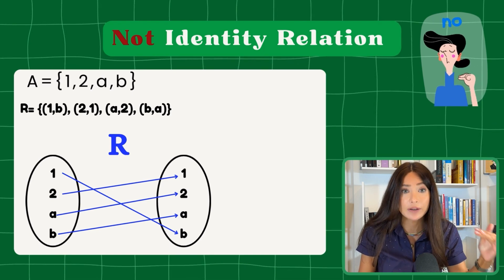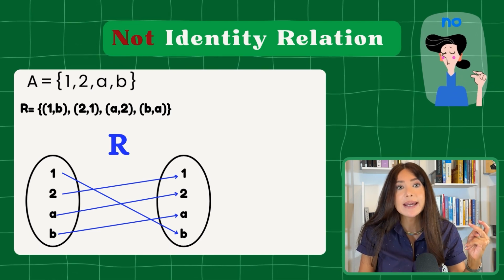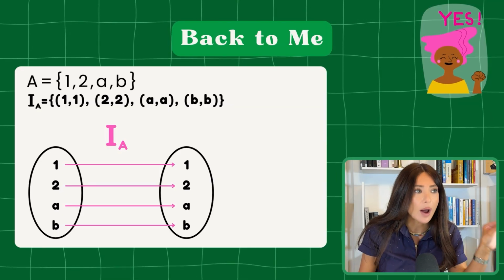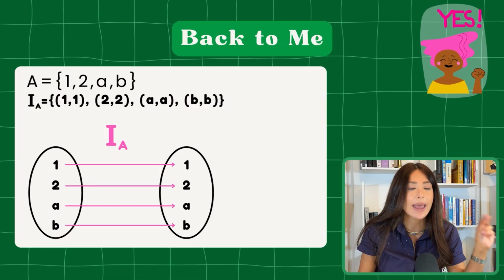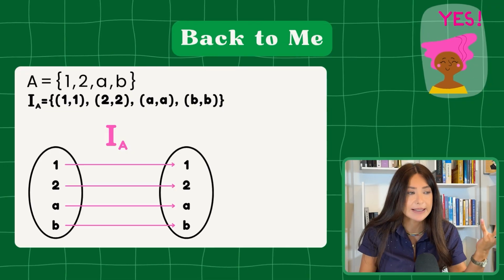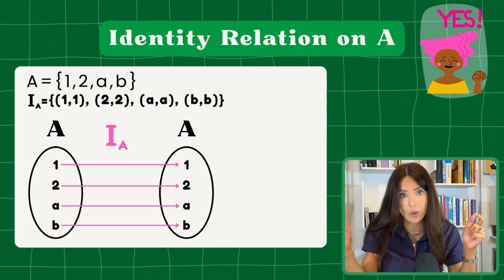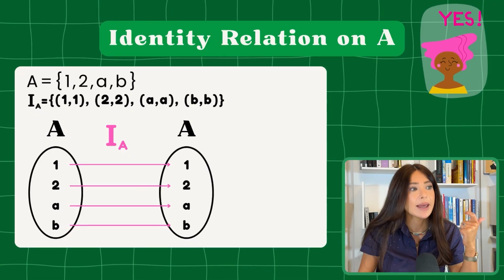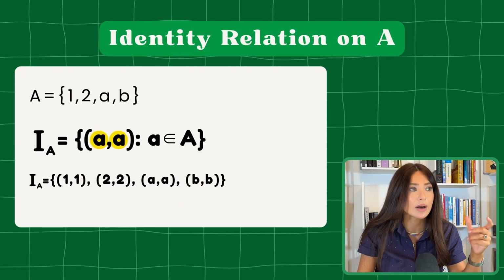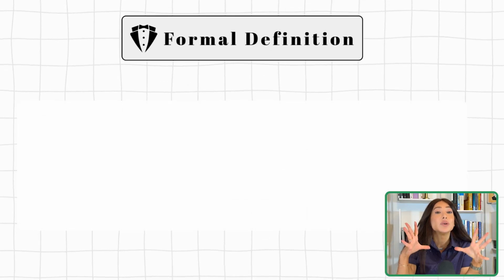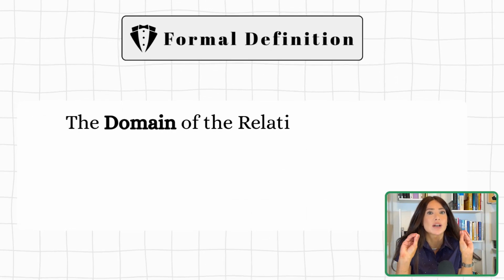Because the third requirement of identity relation is that it connects elements to themselves. So 1 with 1, 2 with 2, A with A, and B with B in this case. If you wanted to draw it, you need to see horizontal lines and arrows going across, not diagonal. And in the definition, it says pair A and A. So that's the third. Now I'm going to talk about domain and range.